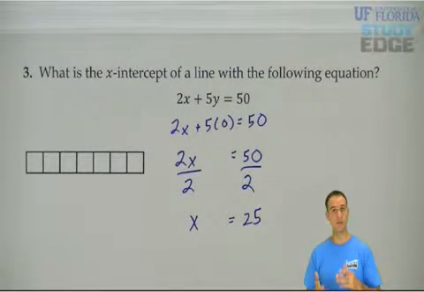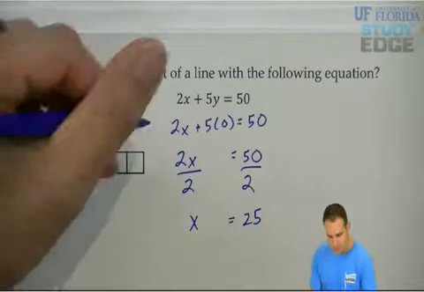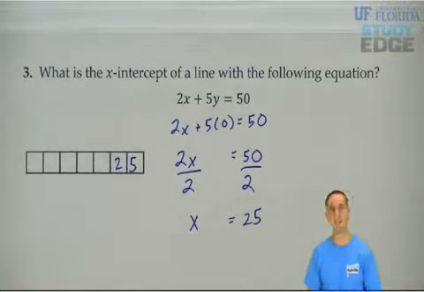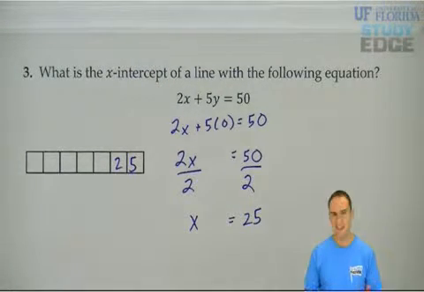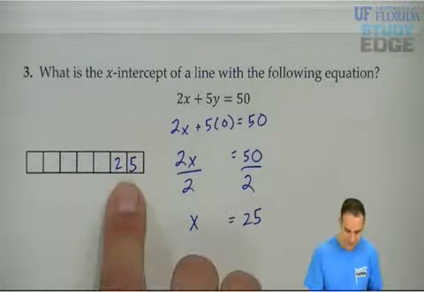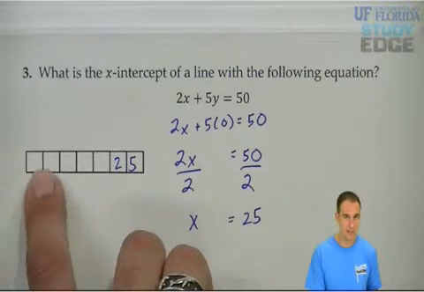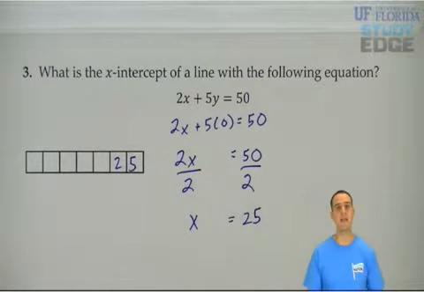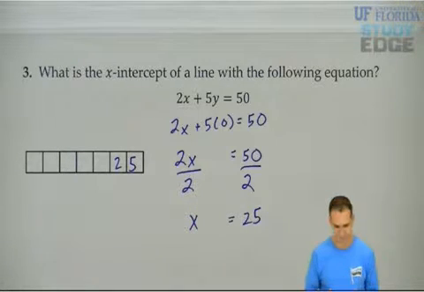So the coordinate is 25 comma 0, but they just want to know what the x is, so x is 25. And remember, you can put 25 on the right, you can put 25 on the left, but you can't just put it in the middle. It's got to be either right justified or left justified.